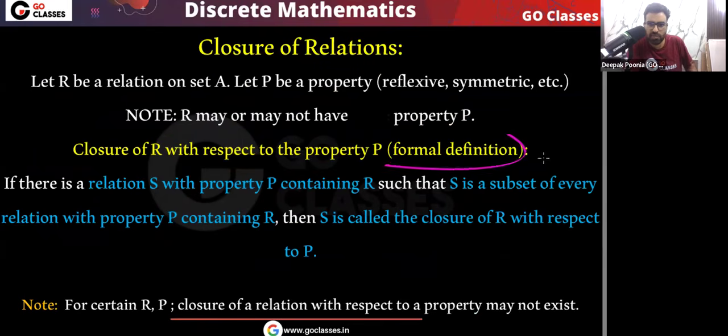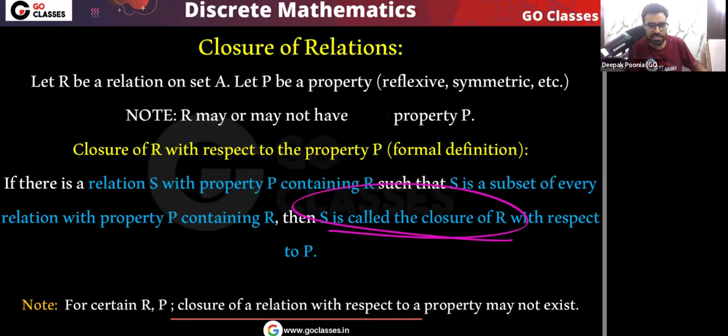But I hope you understood that the formal definition is like this: the closure of relation R with respect to property P is a new relation S which contains R and which satisfies property P, such that S is a subset of every relation which contains R and satisfies property P. Means S is basically the smallest; it is a subset of every relation which has these two properties. Then I will say that S is the closure of R with respect to property P.